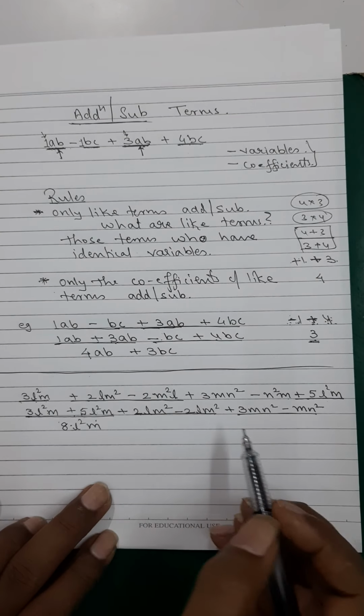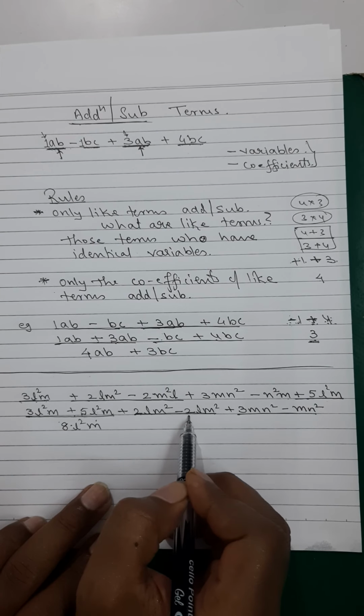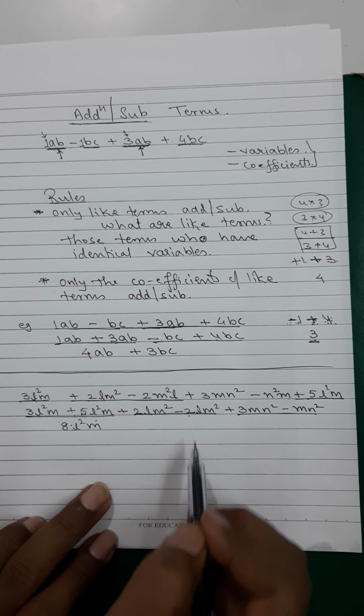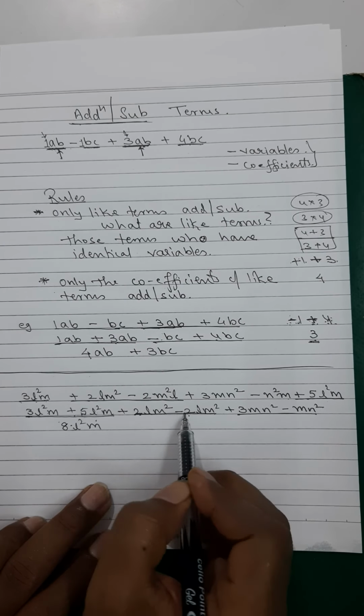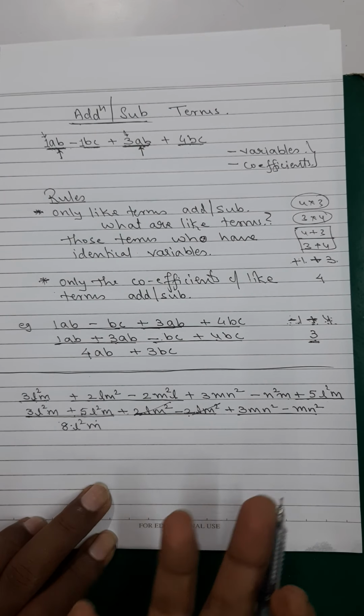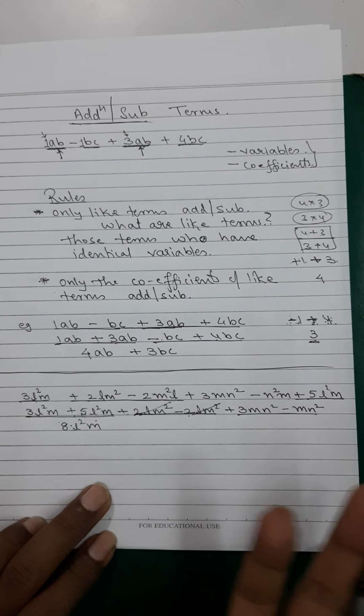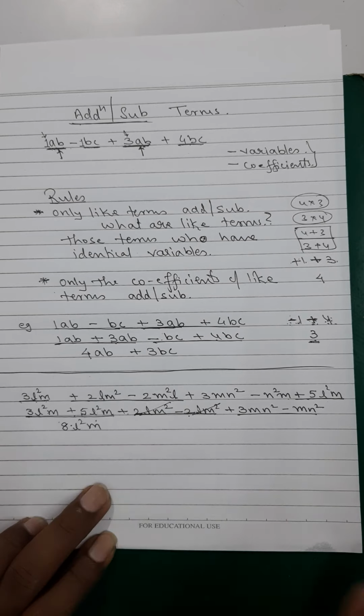Now coming back over here, plus 2 minus 2. These are again like terms, lm square. So plus 2 minus 2 means 0. Usually we say that when the coefficients are the same and they have opposite signs, they just get cancelled out, because that is going to be 0. 0 times m square, 0 multiplied by everything is 0. They just get cancelled out.